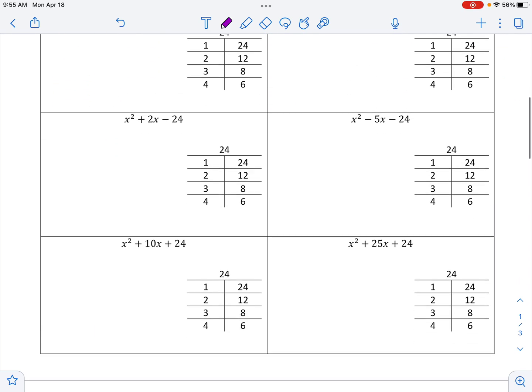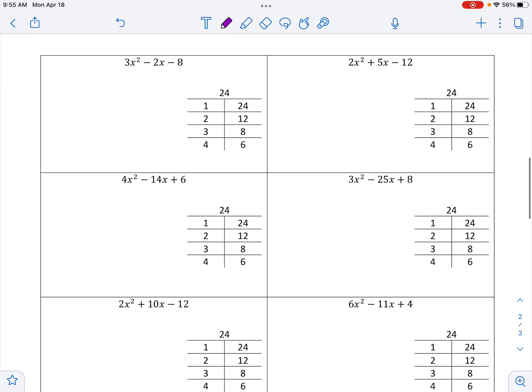Now, if you flip your paper over, you'll see they look very similar. But how do we get this 24? Well, we multiplied 3 times 8 to get 24. And when we multiplied 3 times 8, we got a negative 24. So because it's a negative 24, again, we're going to subtract. And we find our magic pair is this one. So we write our factors.